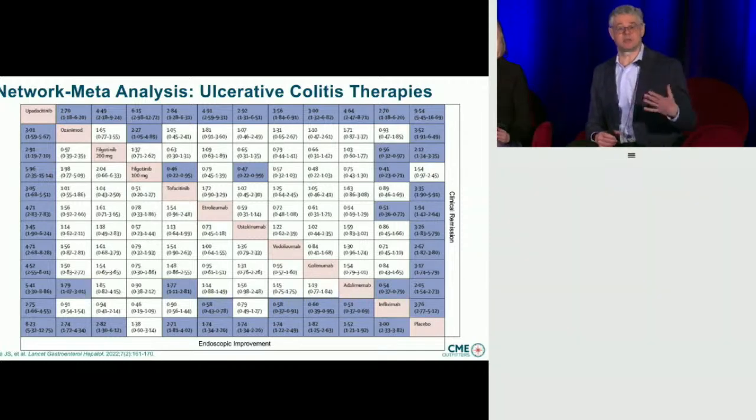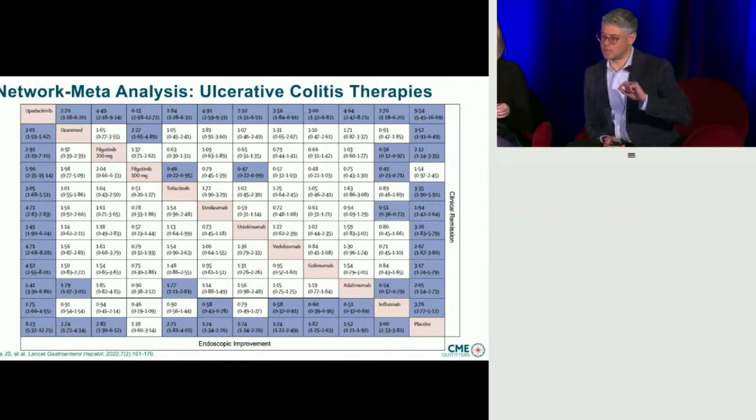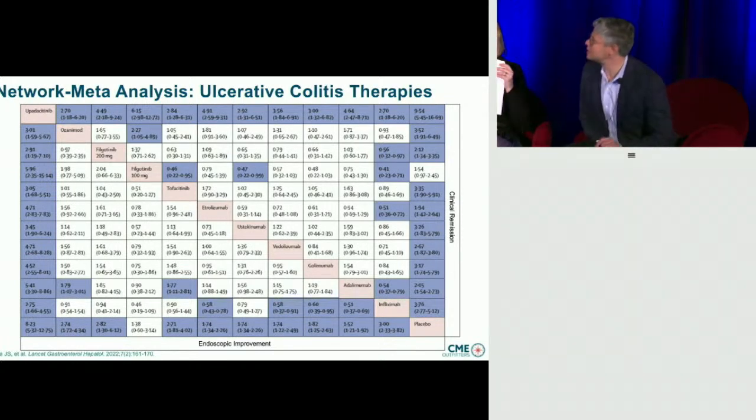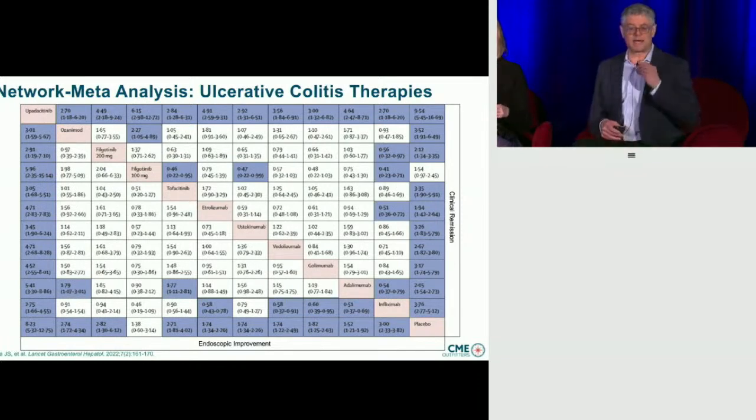What we see here, when we perform this network meta-analysis, and there have been a few that keep getting updated, is an attempt to understand the relative efficacy, and we'll also talk about relative safety on the next slide, of one drug versus another. I want to call your attention to some key features here. On the x-axis is endoscopic improvement, and on the y-axis is clinical remission. So there are two different outcomes we're looking at with respect to this comparison.